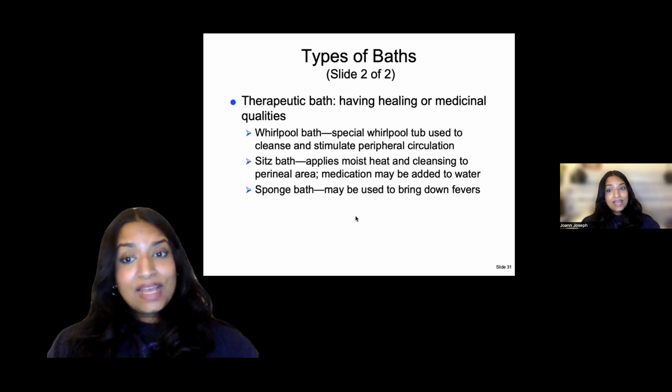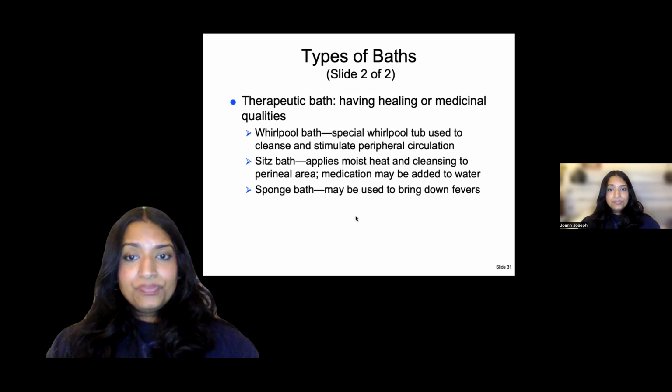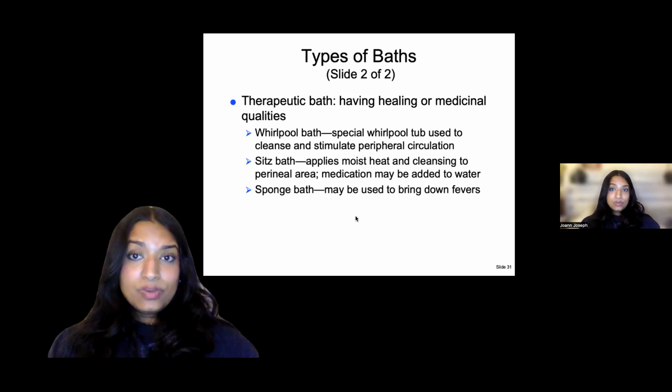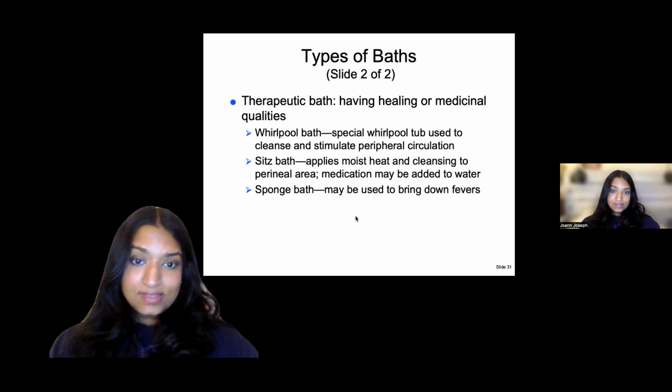Sometimes there's oatmeal baths, which is for patients with eczema or dermatitis. Whirlpools are used for patients that maybe receive wound care. This is for cleansing. Sitz baths also, you see this in OB, to soothe after a mother gives birth. And then sponge bath, this can help with fever reduction. You are not going to be able to always bring your patient and give them the full bath. So sometimes a sponge bath is just an immediate fix.